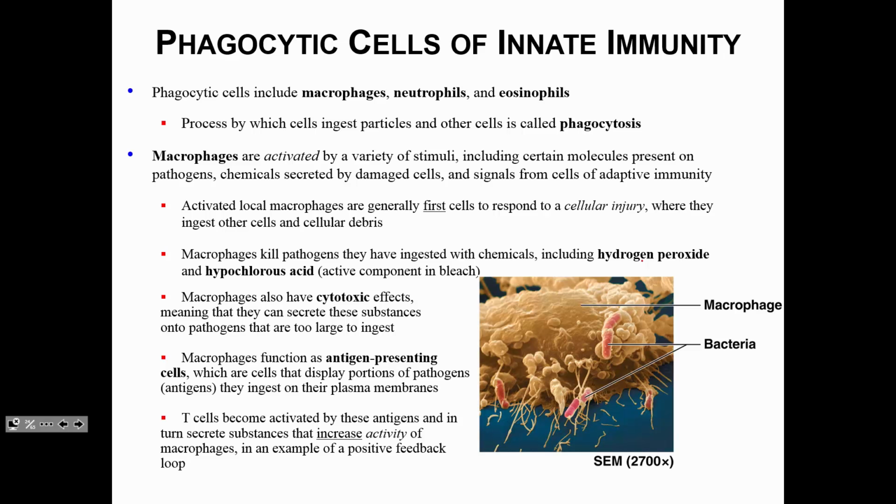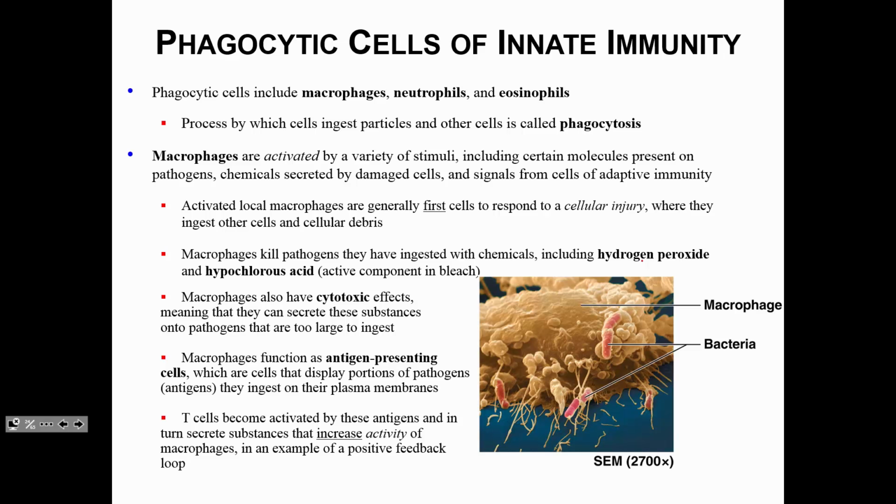They also have cytotoxic effects, so they can secrete substances onto the pathogens that are too big for them to ingest. They also can function as APCs, which are antigen-presenting cells. So these are cells that display parts of the pathogen, the antigens on the pathogens, and then they ingest their plasma membrane. The T cells are activated by the antigens and in turn can release substances that increase the activity of the macrophages. So this is basically a positive feedback.